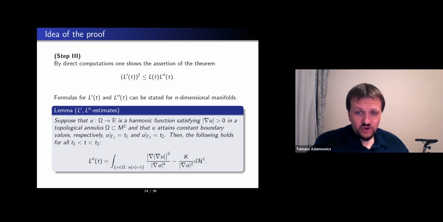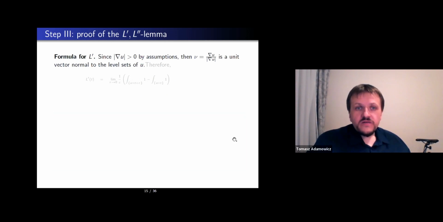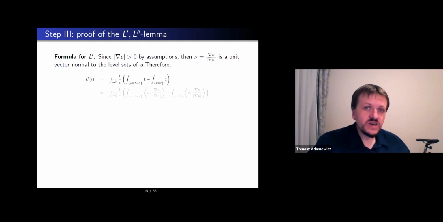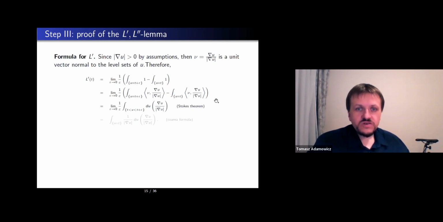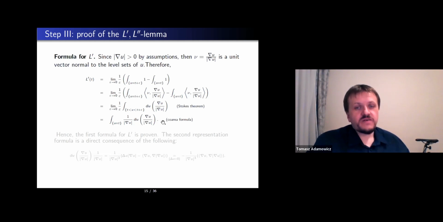So how do we show these equations? First, for L', since the gradient is non-zero, this vector ν defines a unit vector normal to the level sets of u. And then by applying the very definition of the derivative, we obtain that L' is equal to the following limit, which by definition of ν equals the following expression. And then by applying Stokes' theorem, we arrive at this expression. And by using the co-area formula, we get the first identity.